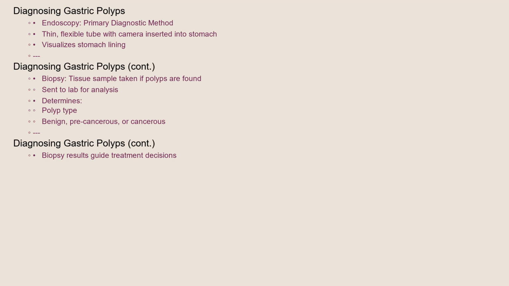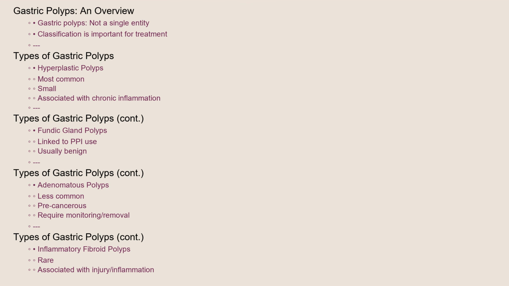The primary method for diagnosing gastric polyps is through endoscopy. During this procedure, a thin, flexible tube with a camera attached is inserted through the mouth and into the stomach, allowing the doctor to visualize the stomach lining. If polyps are found, a biopsy, or tissue sample, is usually taken and sent to a lab for analysis. This biopsy is crucial in determining the type of polyp and whether it's benign, precancerous, or cancerous. This information guides subsequent treatment decisions.